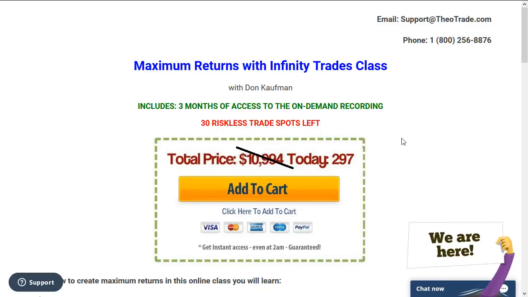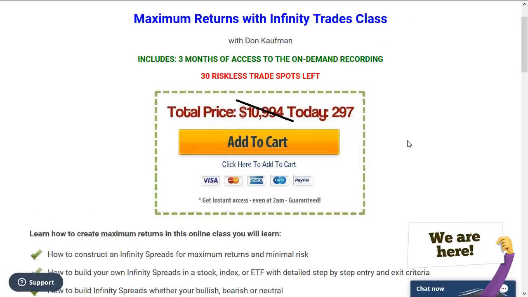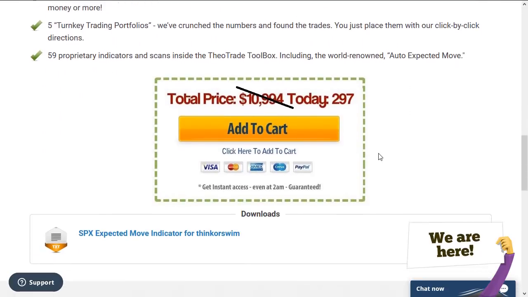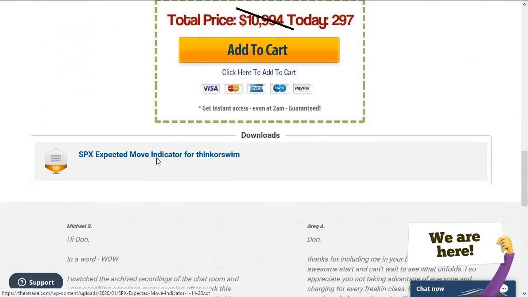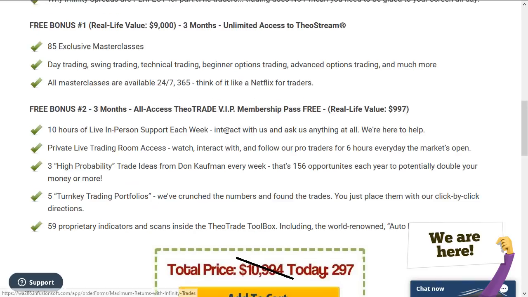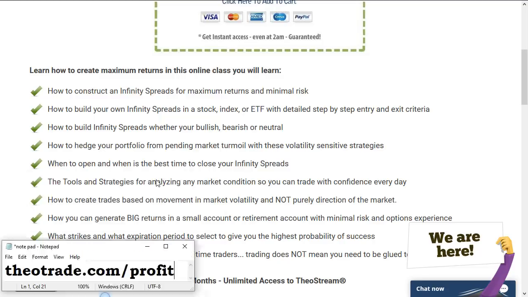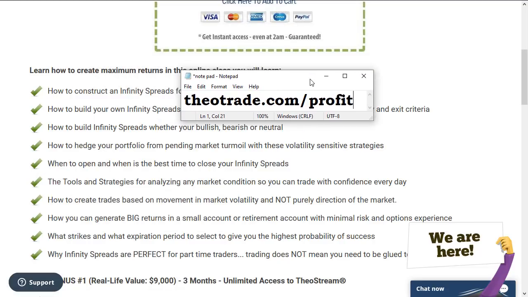Now, on the bottom of this particular page, if you scroll down right here, this is the SPX expected move indicator for Thinkorswim. There's your download. Again, that is on the page, and I want to reiterate this. It's TheoTrade.com/profit.